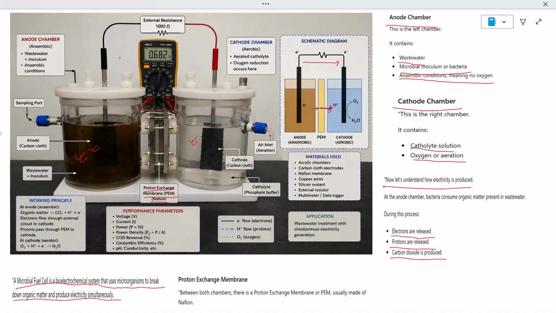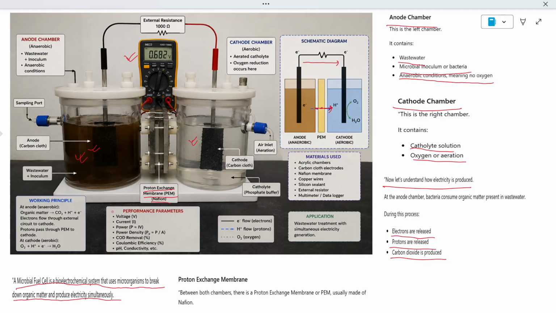Now let's discuss the voltage and resistor. Here you can see a multimeter connected with an external resistance of 1000 ohms. This multimeter shows the voltage generated by the microbial fuel cell. In this setup, we can see the voltage is around 0.68 volts. Although the voltage is small, it successfully demonstrates electricity generation using bacteria.